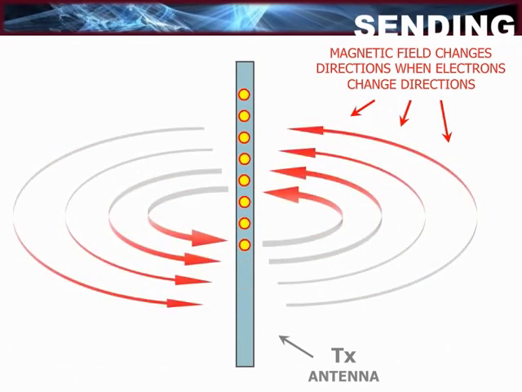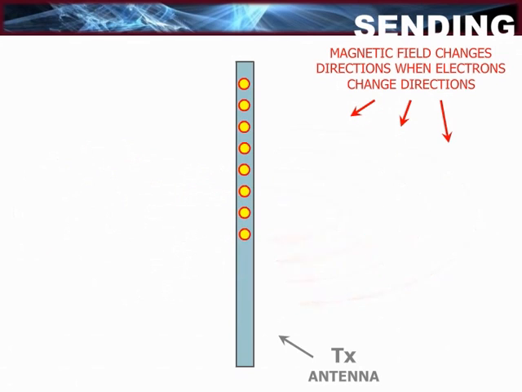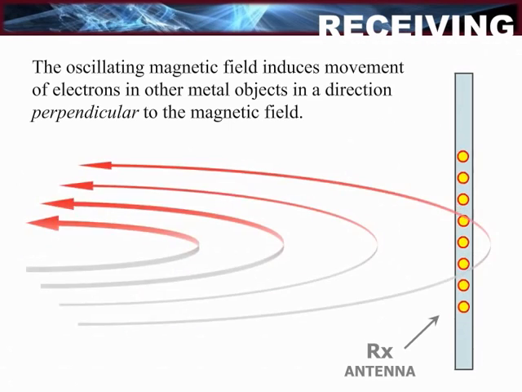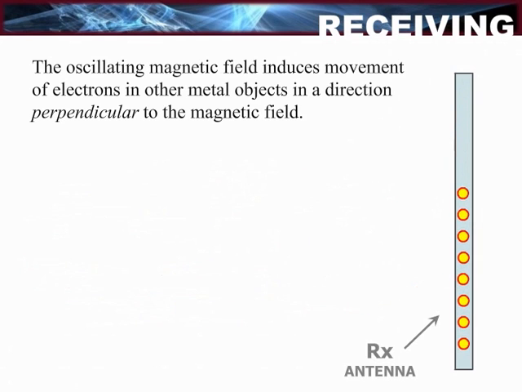Here we have a visual interpretation of what was stated on the previous slide. We can see, as the electrons move up and down, the magnetic field around the wire changes directions from clockwise to counterclockwise. The oscillating magnetic field induces movement of electrons in other metal objects in a direction perpendicular to the magnetic field. What is going on here is that this oscillating magnetic field produces a corresponding perpendicular electric field. When the magnetic field changes directions, the electric field changes directions. When this oscillating electric field hits electrons in other metal objects, it forces those electrons to oscillate as well.